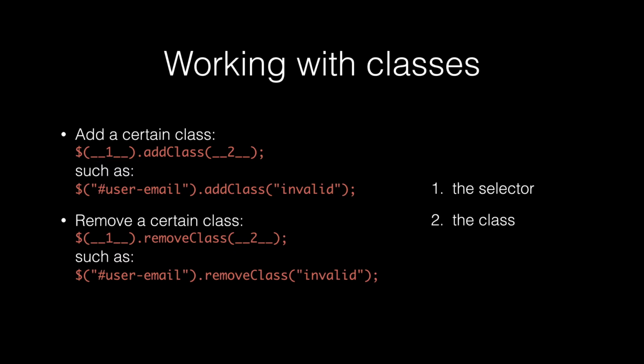So that's also really nice. Maybe you want to pull a class off of an element. So we have the remove class method to do the same thing. We select an element, we call remove class, and we pass in the class that we want to be removed. And you can see examples of both of those on the page here.